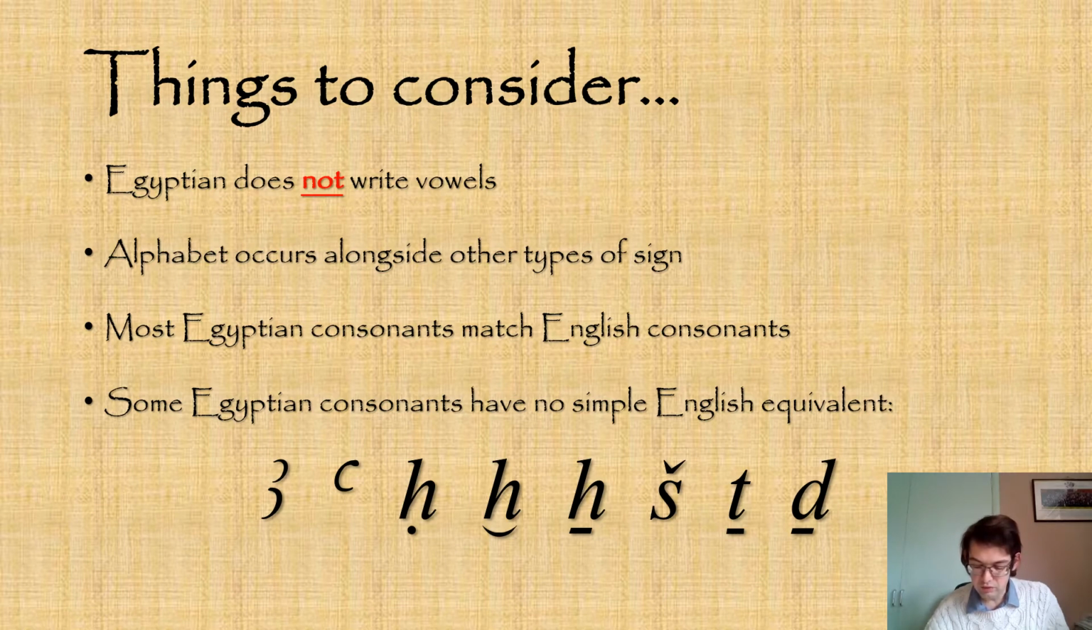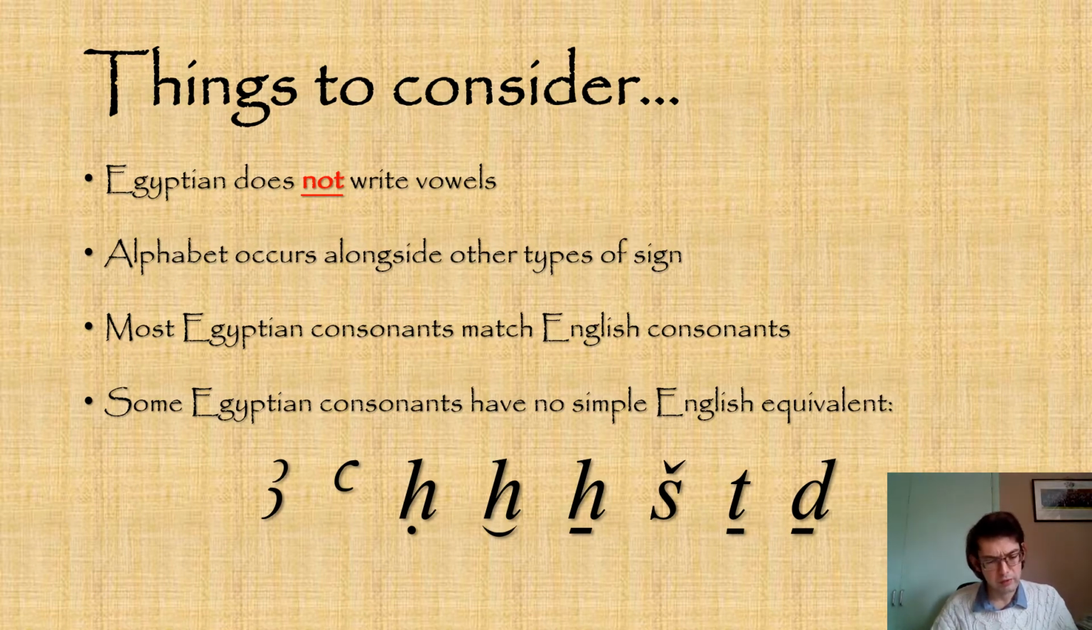As the actual vowels aren't written, the only thing we know for sure is what the consonants are. The second important thing to note is that Egyptian alphabetic signs occur very frequently alongside other types of sign. As we've said before, Egyptian, unlike English, doesn't rely solely on an alphabet to write its words. This means that, unfortunately, we can't just get away with learning the alphabetic signs. There are other types of sign coming up, which we'll need to master as well.